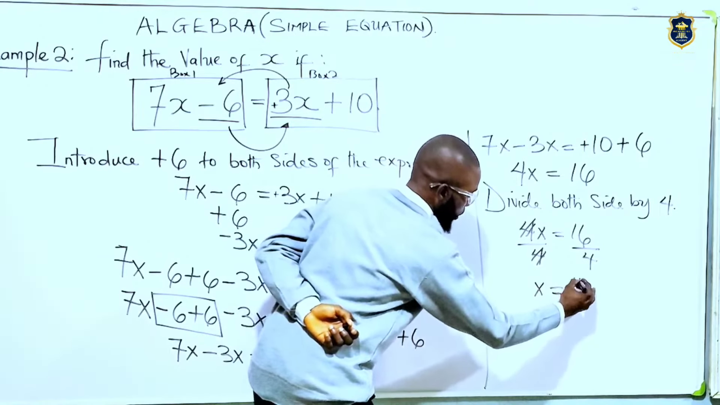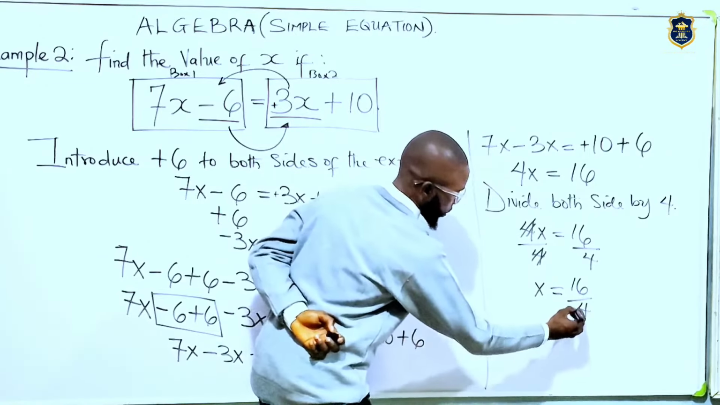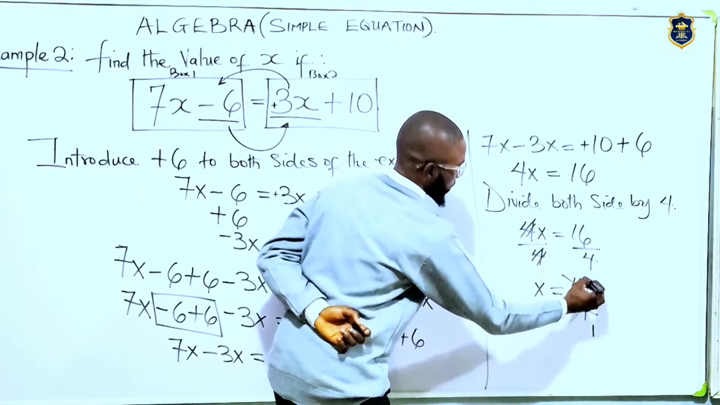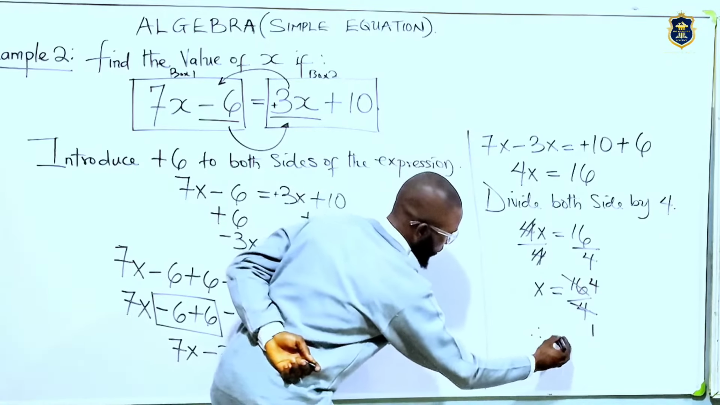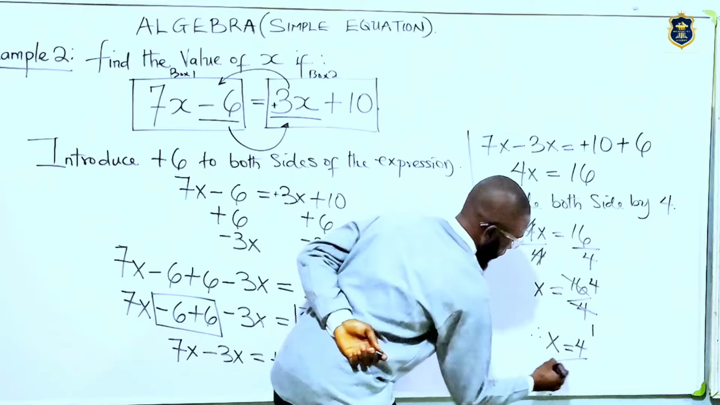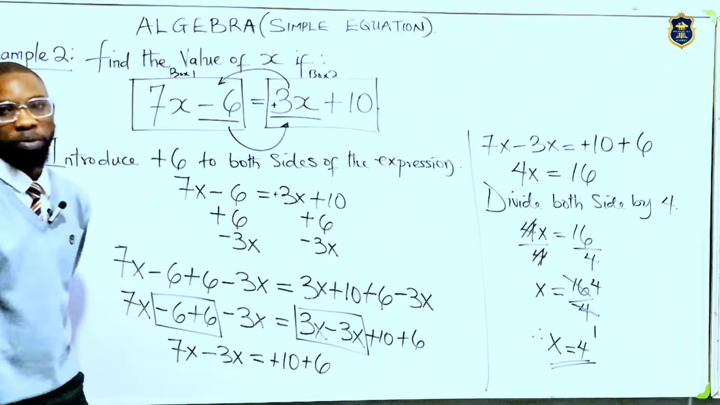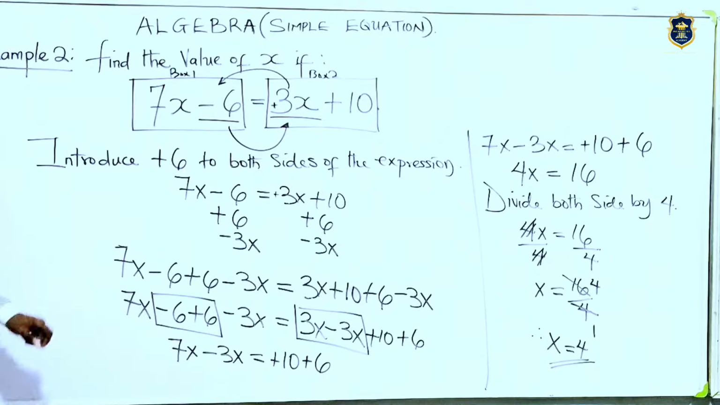So x becomes 16 over 4. And 4 divided by 4 is 1. 16 divided by 4 is what? 4. Therefore, x is equal to 4. See how easy it is now? Very easy. Just run it down a minute now.